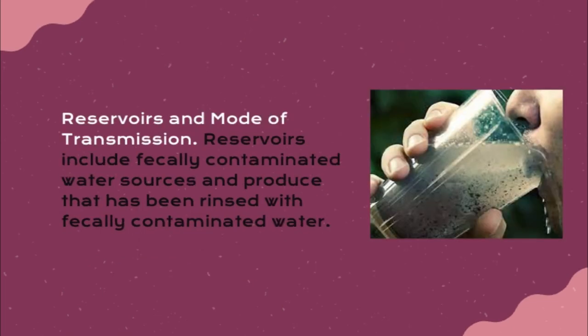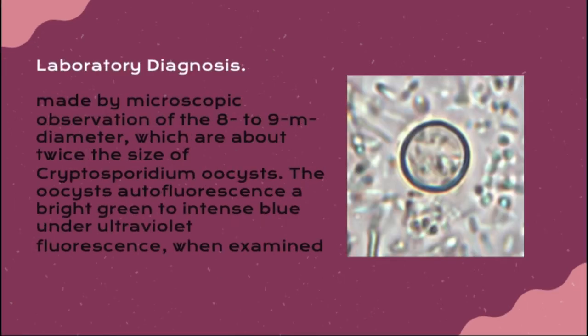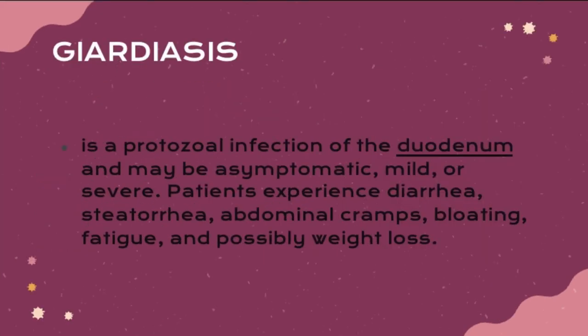As for the reservoir, it includes drinking fecally contaminated water. Laboratory diagnosis is made by microscopic observation; the oocysts are 8 to 9 micrometers in diameter, about the size of Cryptosporidium oocysts. The oocyst autofluorescence means it has a natural emission of light, bright green to intense blue under ultraviolet fluorescence when examined. Lastly is giardiasis.